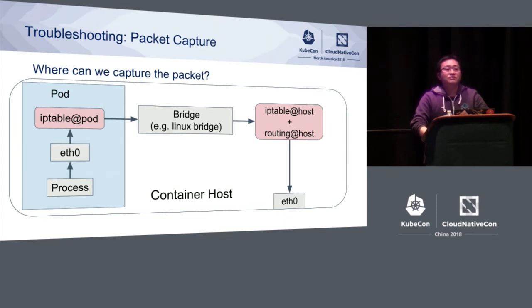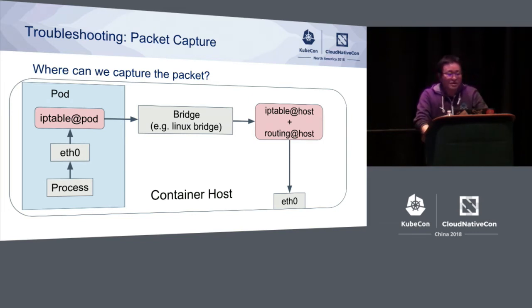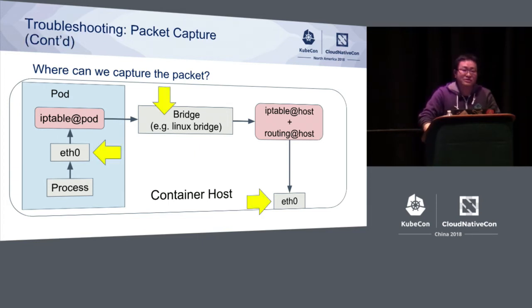If you're interested in packet capture, usually in troubleshooting the fundamental thing is capturing the packet. Capturing contains lots of information. So where can we capture the packet? Looking at this, there are three places. One is the container host eth0, and then the bridges, and eth0 of the pod.